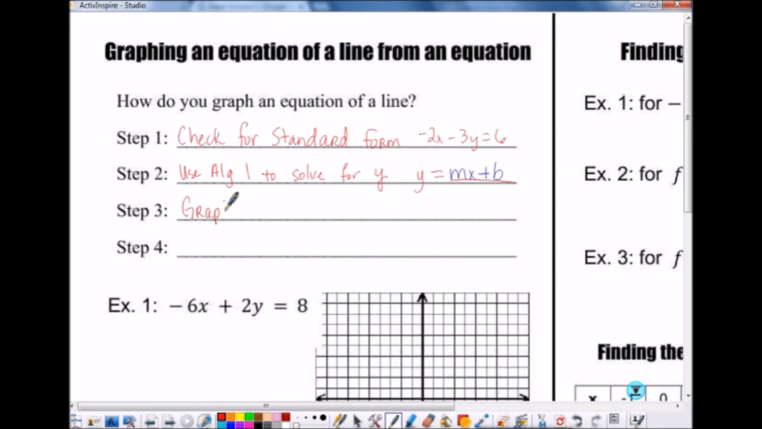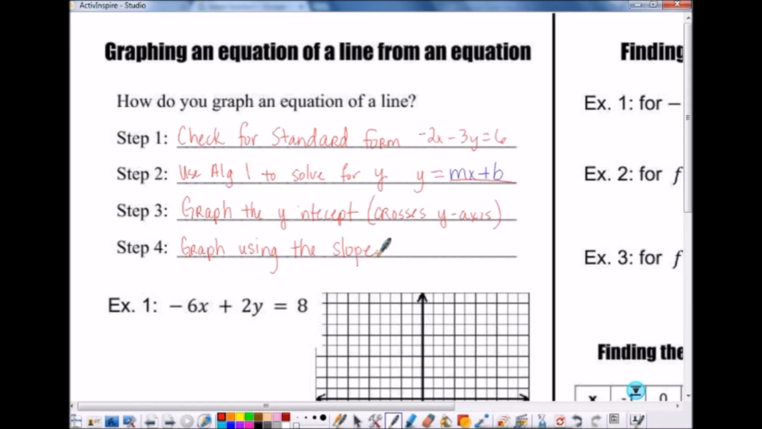So the first thing you're going to look for is you're going to graph the y-intercept. So that means where it crosses the y-axis. So this is going to be along the y-axis. In step 4, you're going to graph the second point, so you're going to graph using the slope to make the second point. Okay? All right, so let's try example 1.